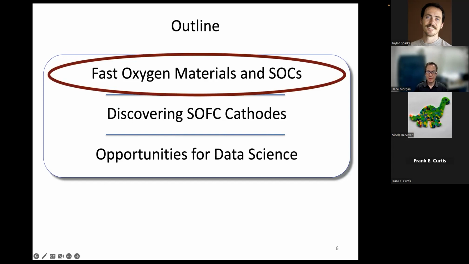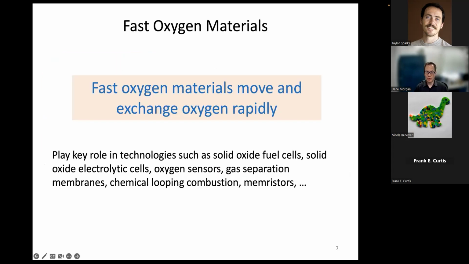So let me just say a little bit about fast oxygen conducting material. So what is a fast oxygen material? It's just a material that moves oxygen quickly through it or across its interfaces, like out into the air.